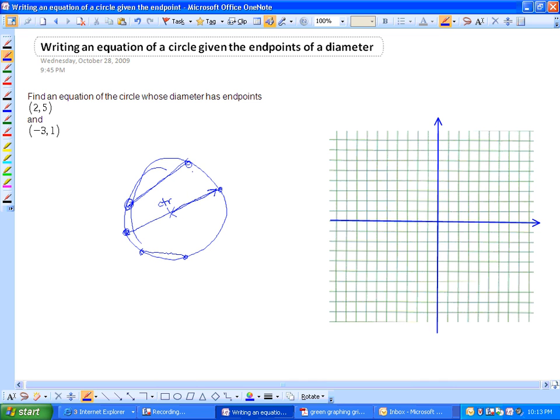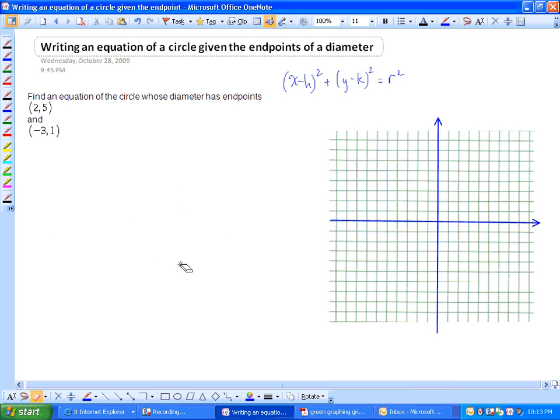And of course, if you know the center and the radius, you can write the equation of the circle in standard form, which says x minus h squared plus y minus k squared equals r squared. And so we'll do one of those ways of doing it. So let me erase this. First of all, I'm going to graph my 2 points, and then I'm going to find their midpoint. I'm going to find the distance between them so I can figure out the radius.